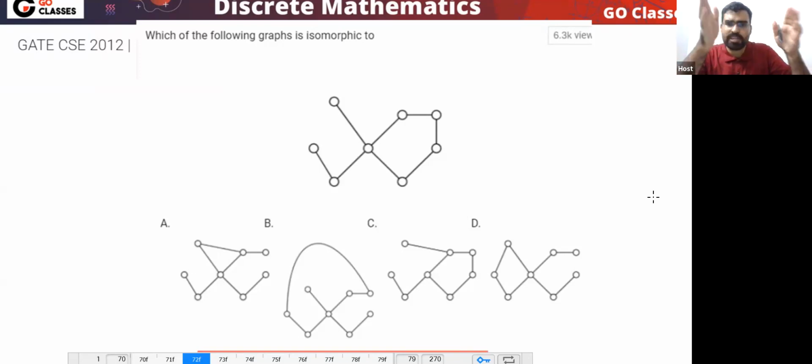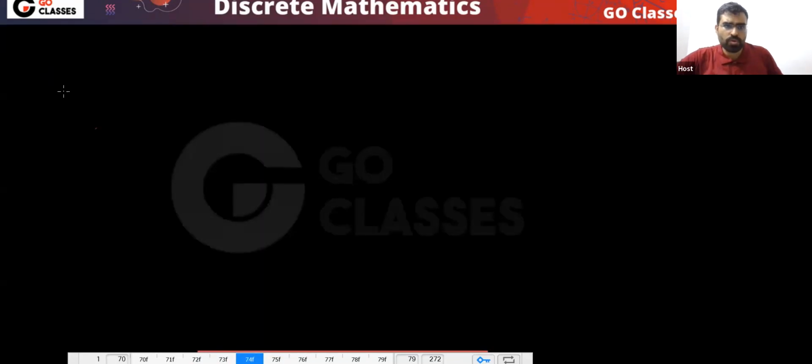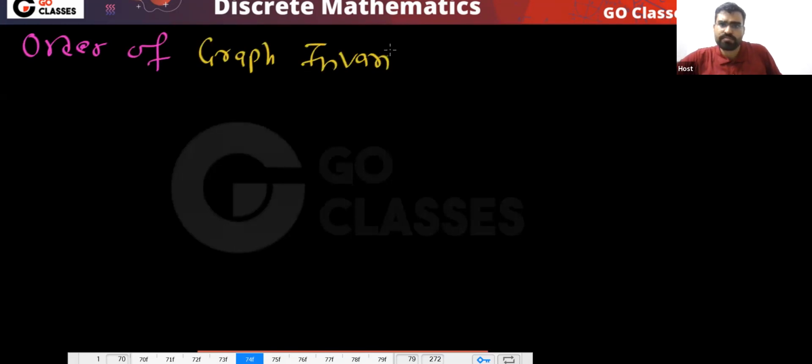You have to check all these properties that I told you, one by one. Start from the number of vertices, then check the number of edges, then the degree sequence, then the maximum degree. This is the order you should apply: the order of graph invariants to check. So you should check in this order.